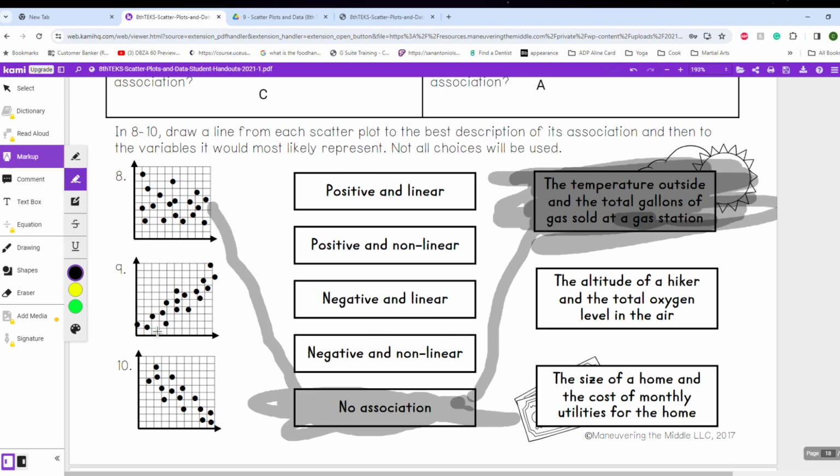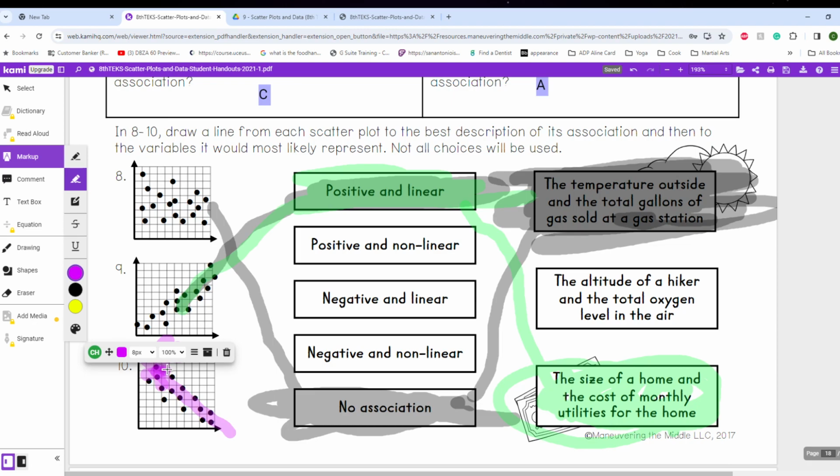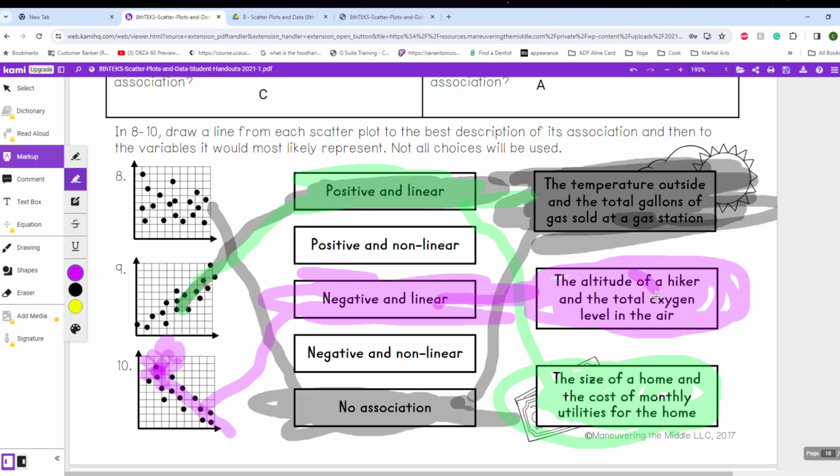Anyway, this looks like a positive linear association. So I'm going to go this way. I'll change highlighter so you can see. There we go. And it looks like a positive linear would be the size of a home and the monthly cost of utilities. So I'm going to do this. And then the last one, I'll use blue, and I can draw a line like this. It looks negative, nice negative. Here's my skier dude. And it looks like a line. So I'm going to say negative linear. And it's going to be the altitude of a hiker and the total level of oxygen. So that's pretty easy. And I get to color. So it's a win-win situation.